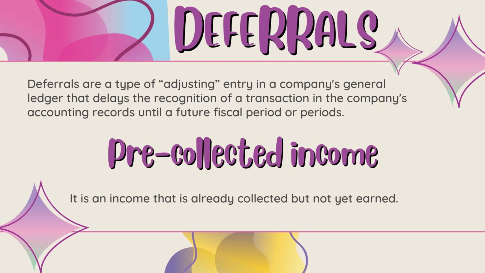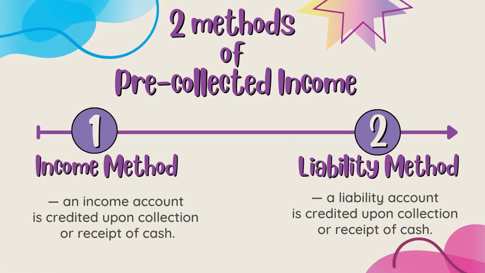So pre-collected income, it is an income that is already collected but not yet earned. So this is exactly also the opposite of accrued income. So let's proceed. There are 2 methods of pre-collected income. The first one is income method. It is an income account is credited upon collection or receipt of cash. This method is also called nominal approach because an income is an income statement account and income statement accounts are also called nominal accounts.